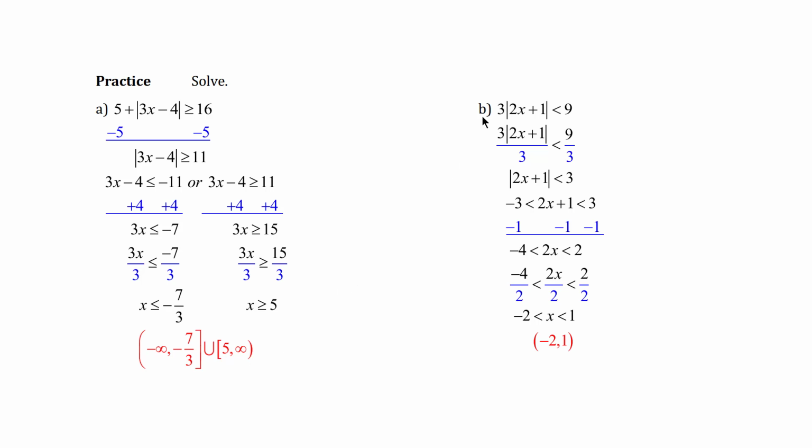Moving on to part B, the first thing we need to do is isolate the absolute value on one side. So we need to get rid of the 3 by dividing both sides of the inequality by 3. So we get 3 times the absolute value of 2x plus 1, over 3, less than 9 divided by 3.